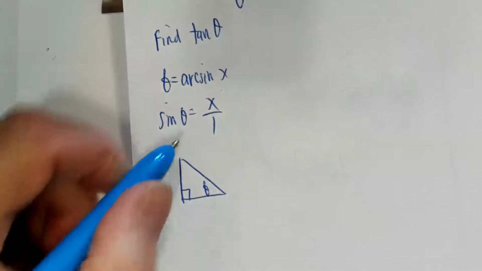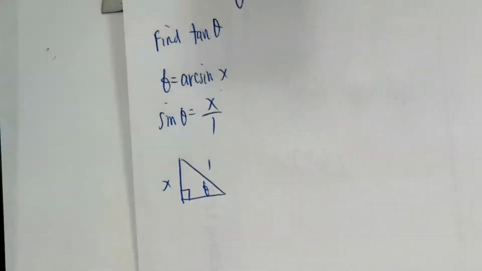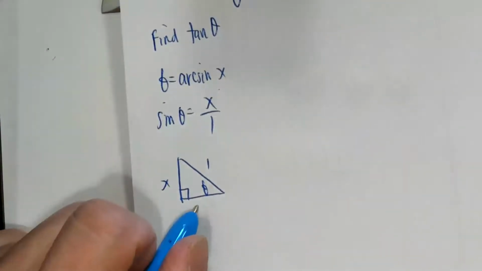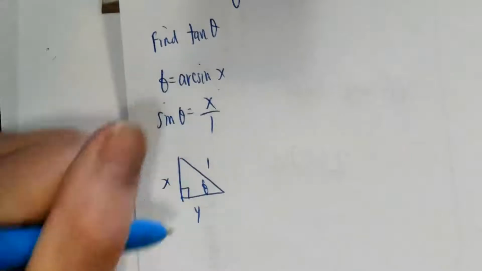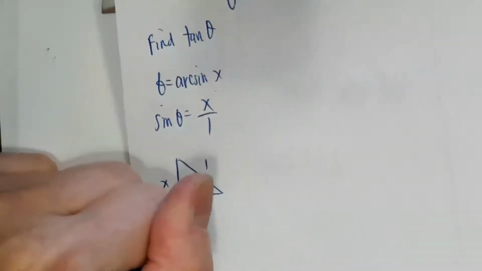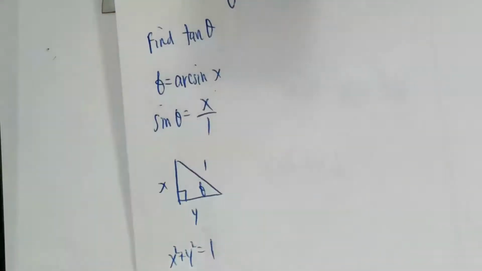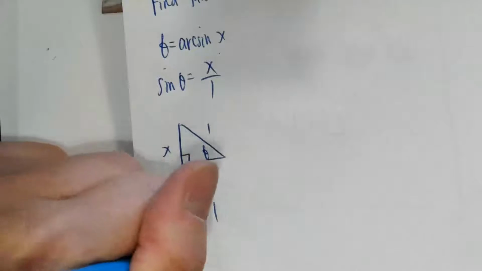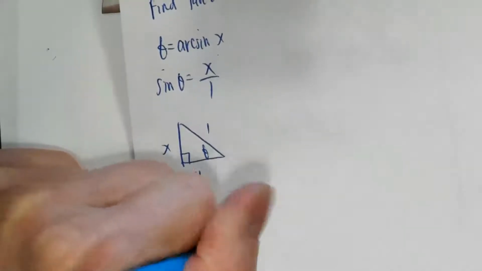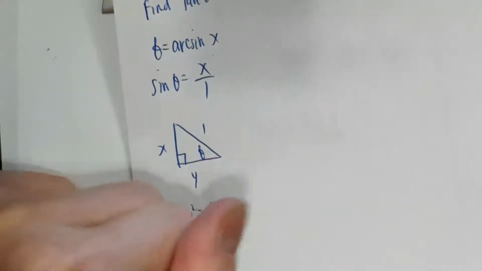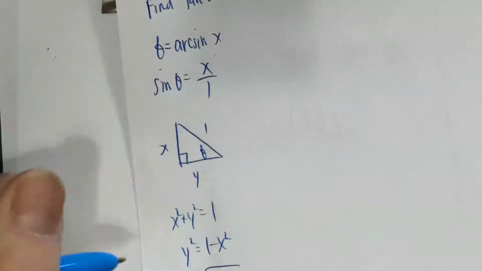Sine is opposite over hypotenuse. I need to find the adjacent. Temporarily, I'll call it y. x squared plus y squared equals 1 squared. y squared equals 1 minus x squared. Take the square root. y is radical 1 minus x squared.